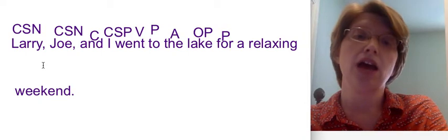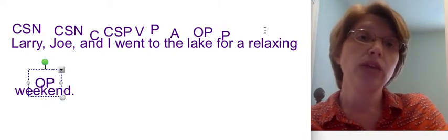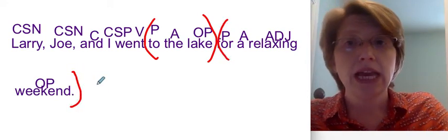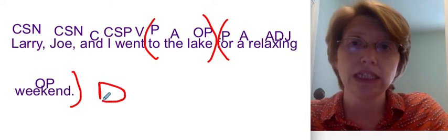What is being said about Larry, Joe, and I? We went, verb. To, preposition. To what? The lake, object of the preposition. The, article adjective. For, preposition. For what? Weekend, object of the preposition. What kind of weekend? Relaxing, adjective. A, article adjective. Subject, noun, verb, pattern 1, check. To the lake, prepositional phrase. For a relaxing weekend, prepositional phrase. Period, statement, declarative sentence.